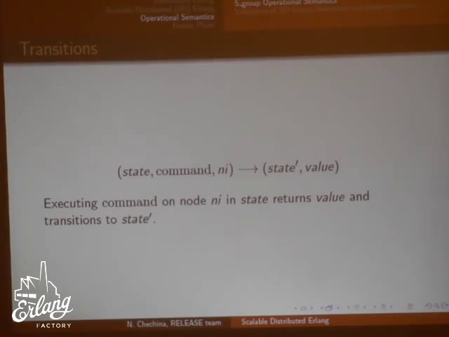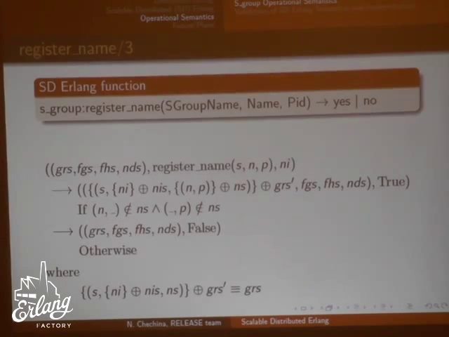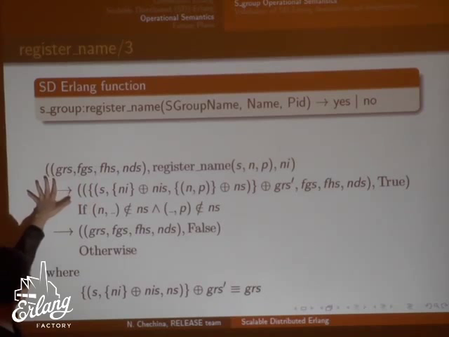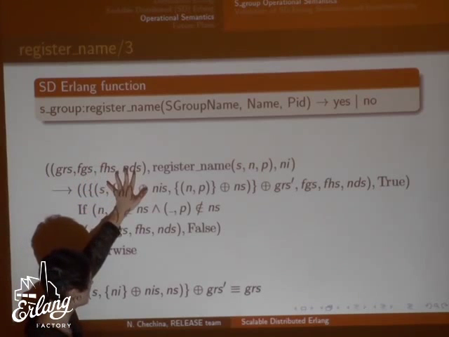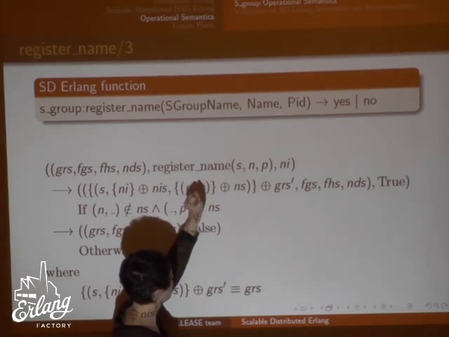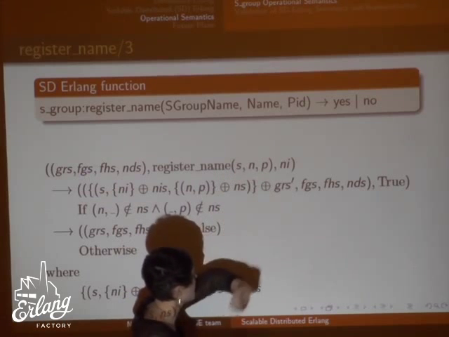So the semantics looks like this: we have a state in the beginning, we have a command, and we have a node on which we implement this command. And then we have a new state, and we return a value. This is just a very simple example, the simplest that we have. I don't want to overload you with this. So we have an initial state, we have groups, free hidden groups, and nodes, and we want to register a name in an s_group that has a name, that has a PID, or node NI.